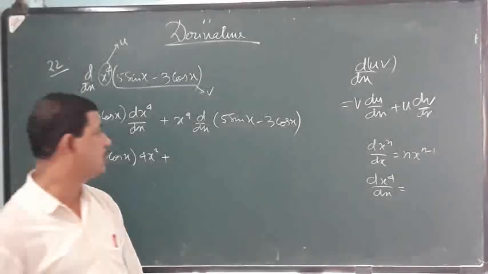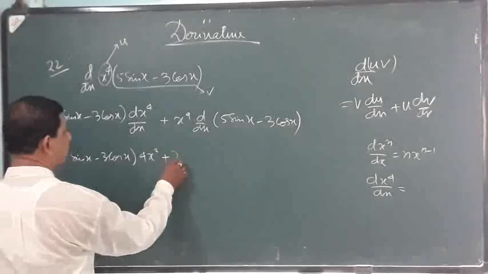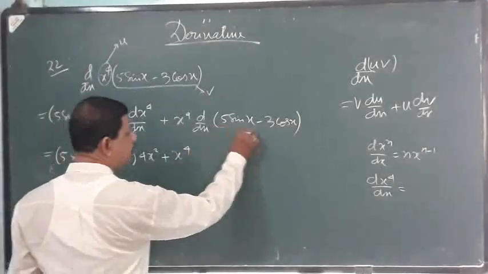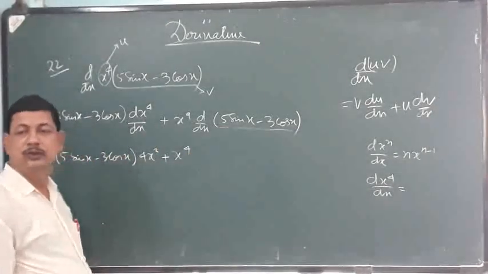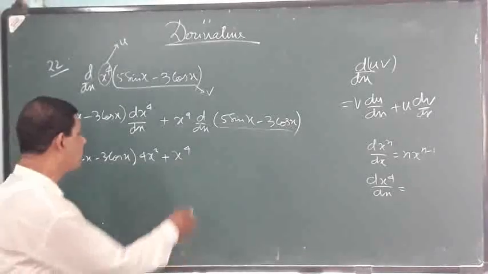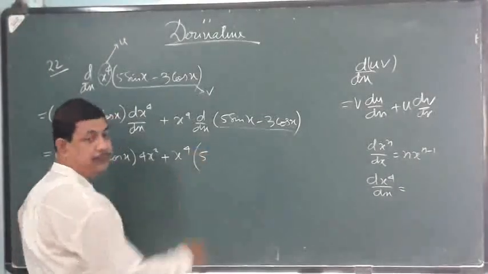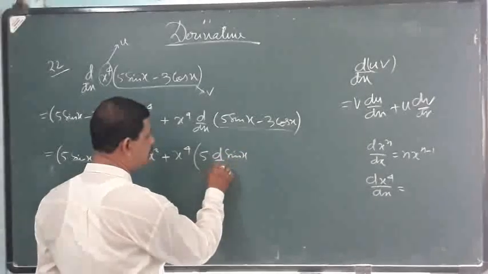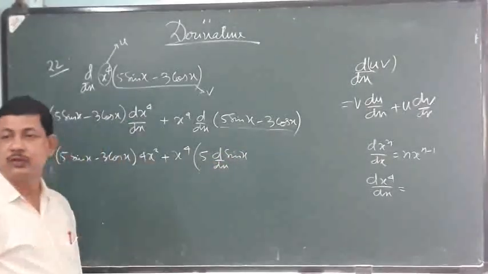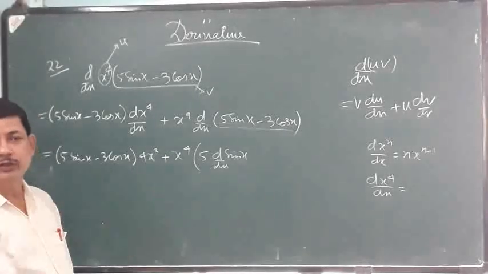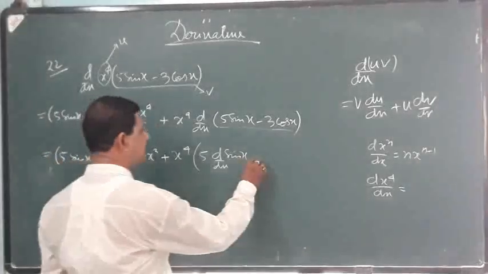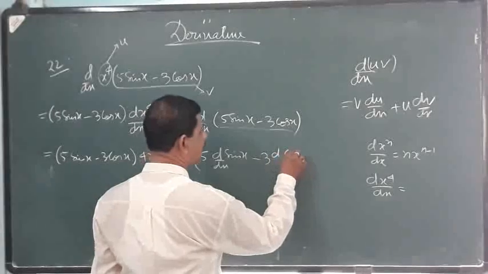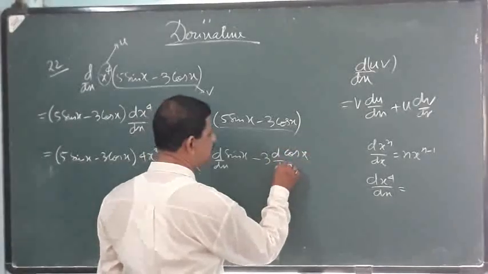Now x to the power 4, if we differentiate this one, then 5 times the differentiation of sin x with respect to x, yes or no? Then in the bracket, minus 3 times the differentiation of cos x with respect to x.